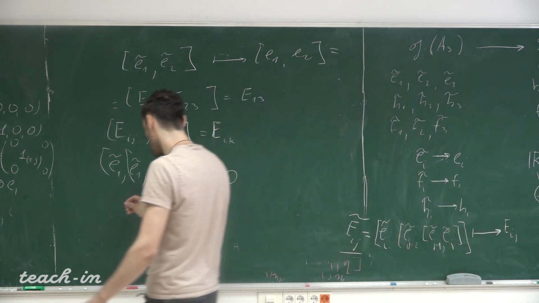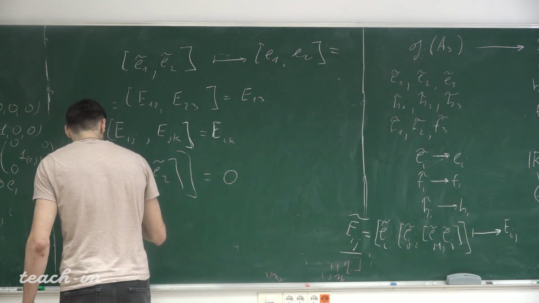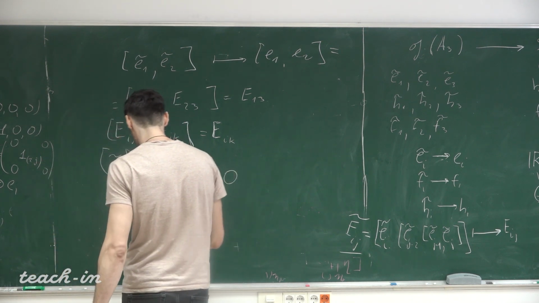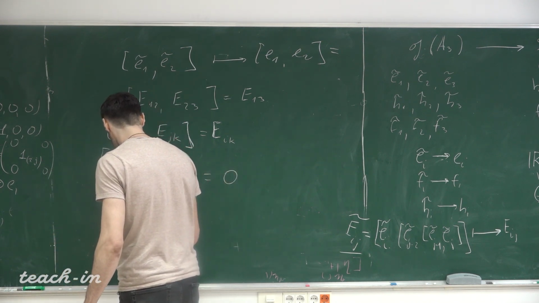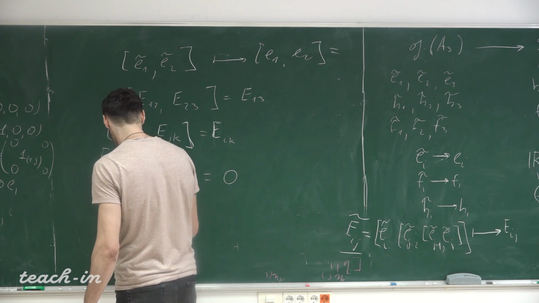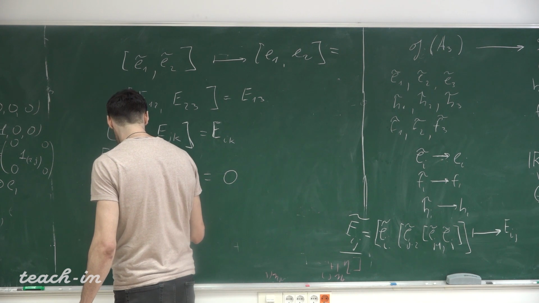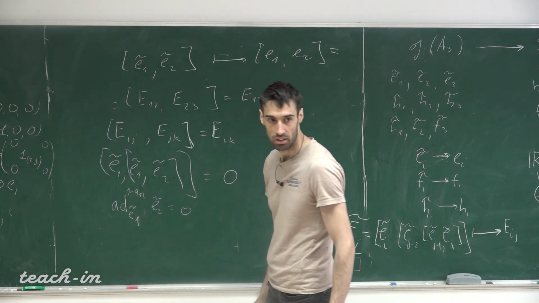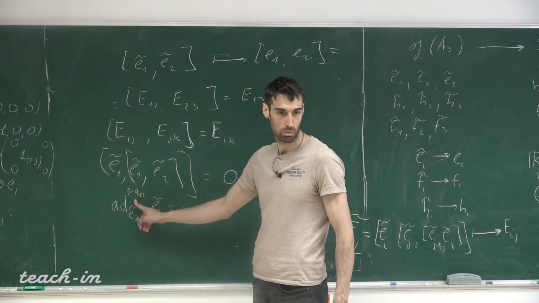Just because in GA3, ad E1 tilde to the power 1 minus a12 applied to E2 tilde is equal to 0. Here a12 is negative 1.